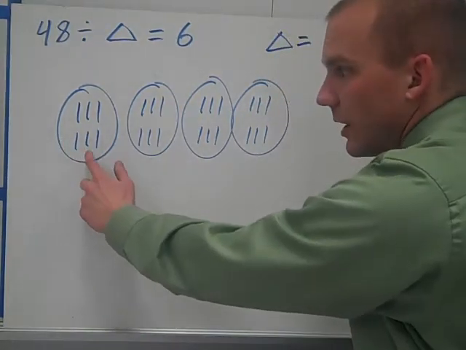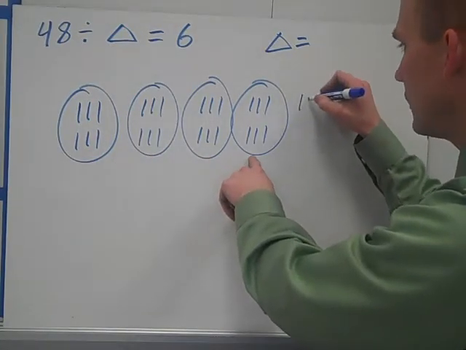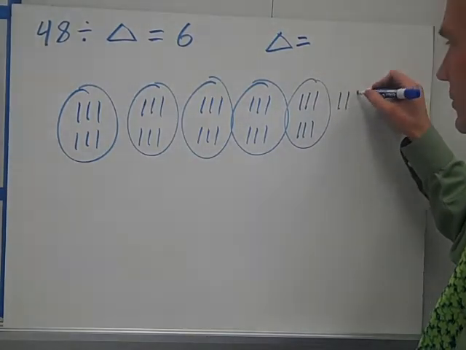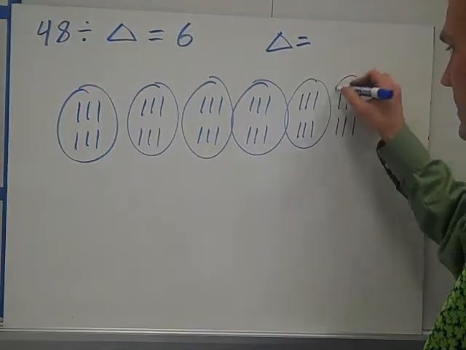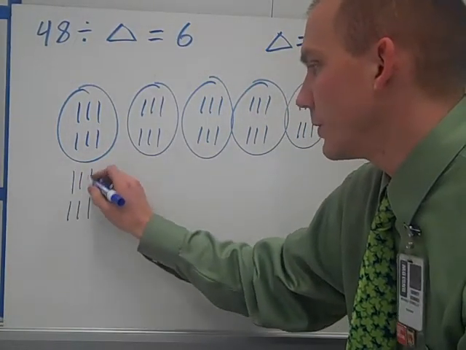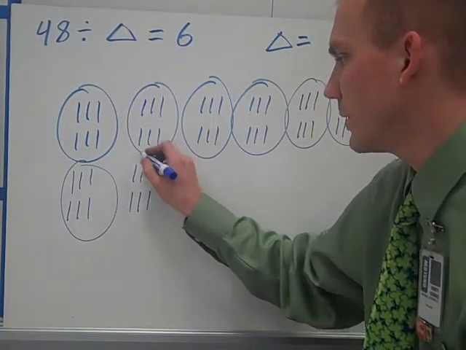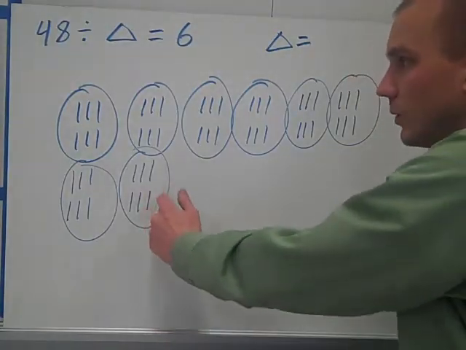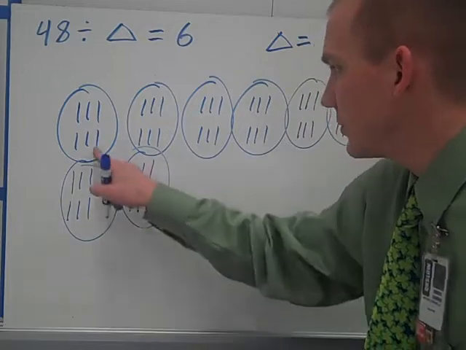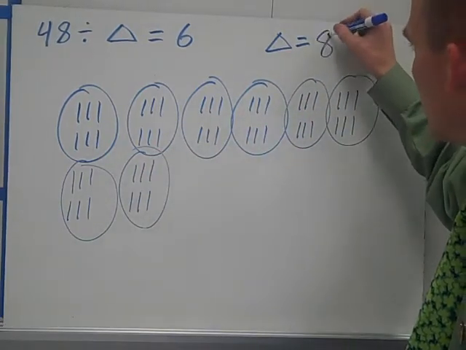Let's see how many I have so far. 6, 12, 18, 24, 25, 26, 27, 28, 29, 30, 31, 32, 33, 34, 35, 36, 37, 38, 39, 40, 41, 42, 43, 44, 45, 46, 47, 48. Now I'm at 48 with each one of them having 6. The question is, how many groups do I have? 1, 2, 3, 4, 5, 6, 7, 8. So triangle is going to equal 8.